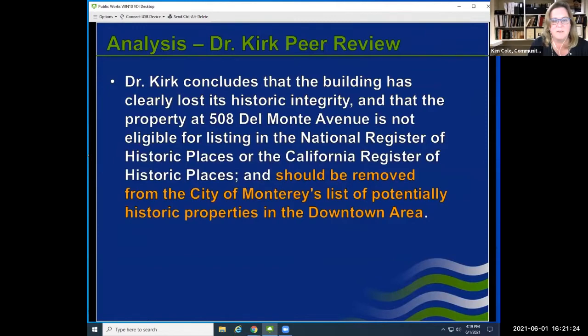Mr. Seavey's work was peer reviewed by Dr. Kirk, and Dr. Kirk concluded that the building clearly lost its historic integrity and that it's not eligible for listing on the California or national registers, which are also the criteria used by the city of Monterey to determine designation.